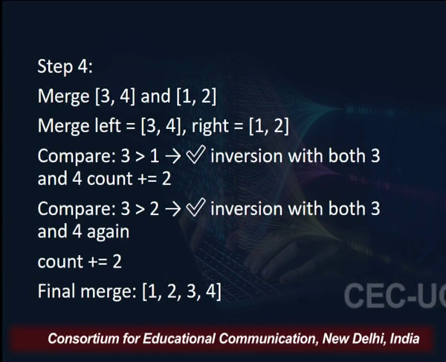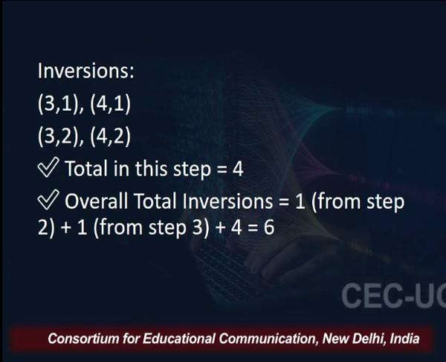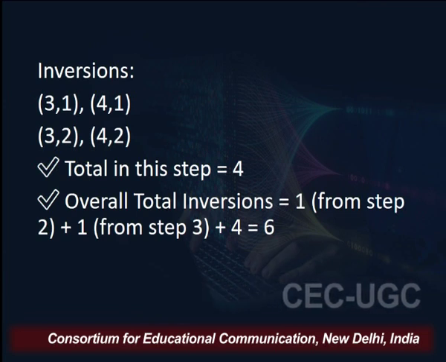The earlier count was 2, and when we are comparing 3 and 1, the count is incrementing by 2. When we are comparing 3 and 2, the count is again incrementing by 2, and the earlier count was 2. So, the final merge we are going to get is 1, 2, 3, 4, and in this way we are able to get the whole count, which is nothing but the overall total inversion count of 6, which is the 2 from the earlier steps, and then 2 and 2 from the next steps.